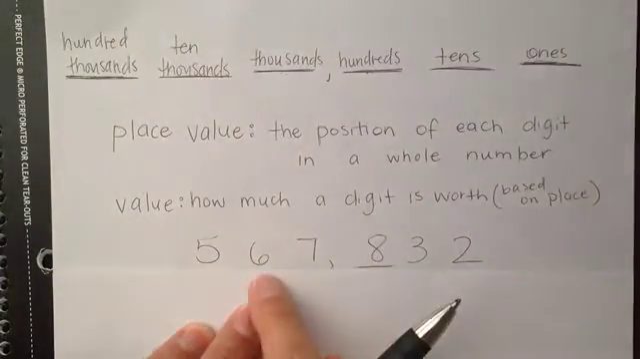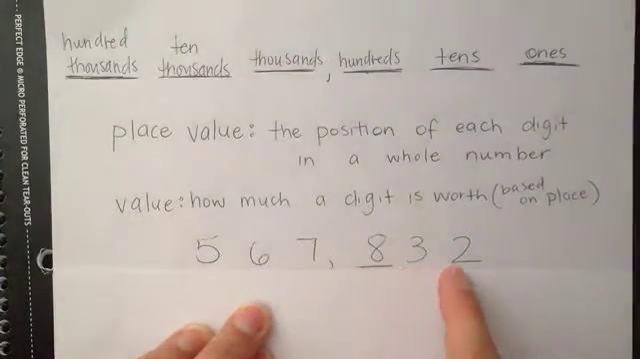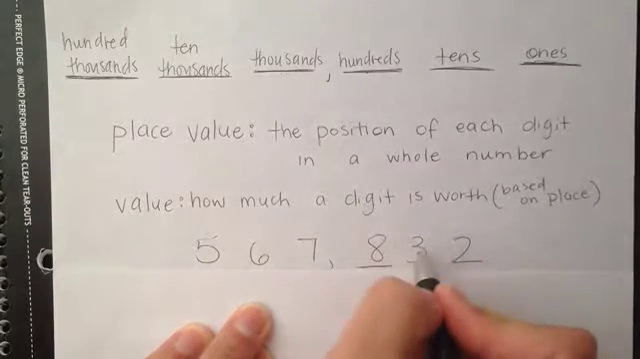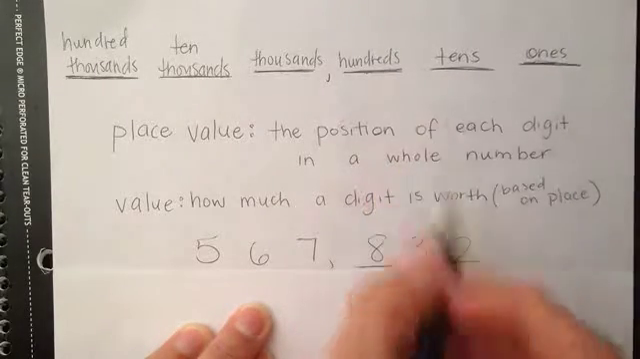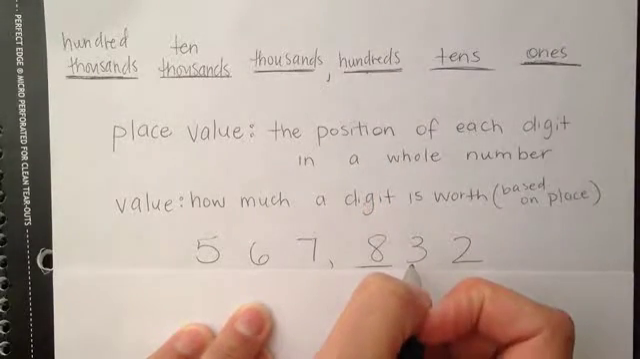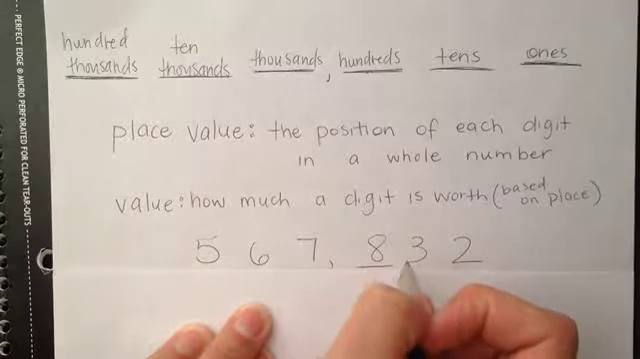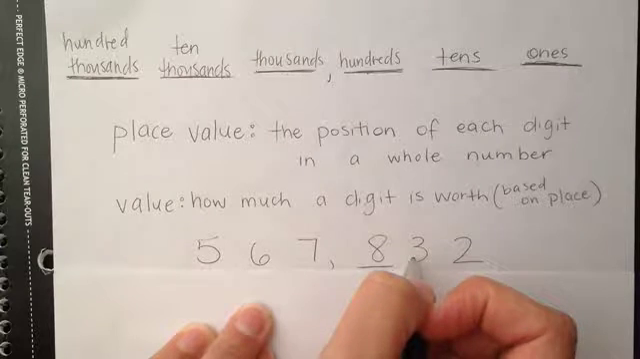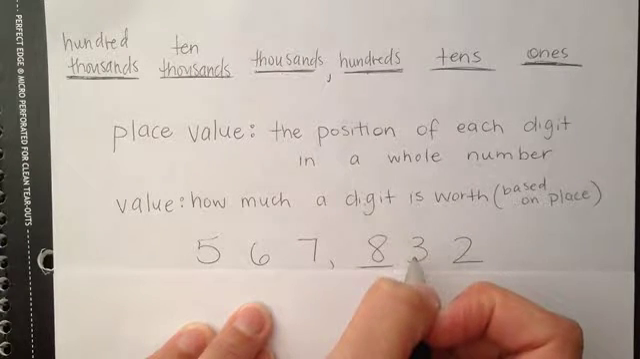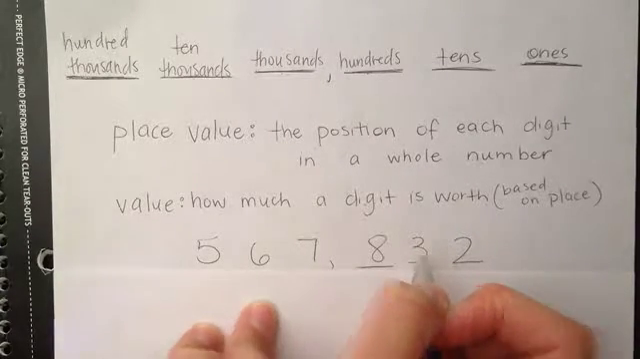So this is 567,832. We have a 3. What place is that 3 in? Well, it's in the tens place, so that would be the place value of that 3, that digit. If we were talking about the value, how much that 3 is worth, well, 3 tens would be worth 30.